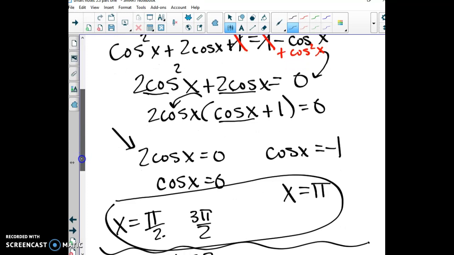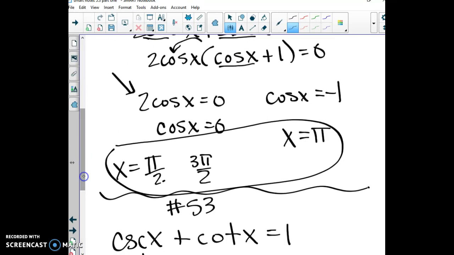We're going to set each of our factors equal to 0. In the case on the left, 2 cosine x equals 0. Dividing both sides by 2, we just get cosine x is 0. We know that to be true at pi halves and 3 pi halves, 90 and 270.